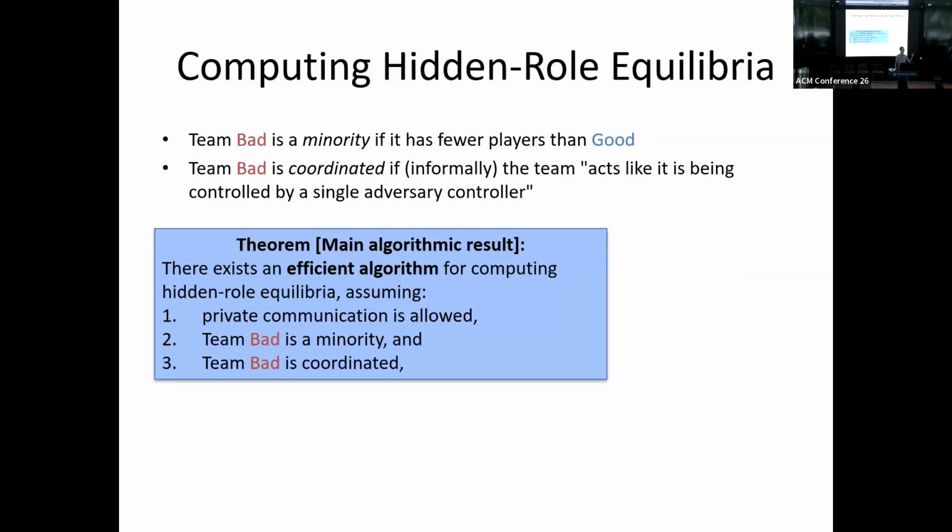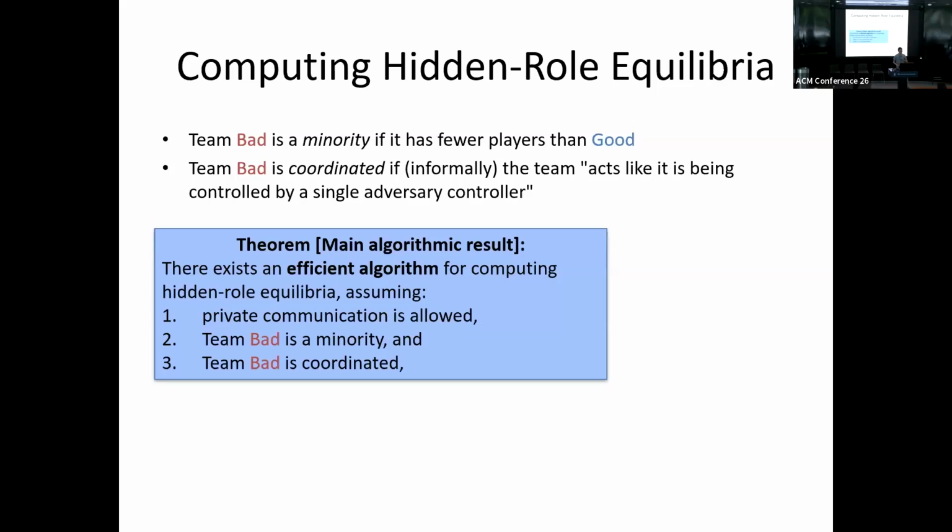And the bad team is coordinated. This is a bit of a stronger assumption. I'm going to say the bad team is coordinated if, informally, the team acts as if it's being controlled by a central controller that is basically observing all the private information of all the bad players and controlling all of the actions. Whether this is a valid assumption depends on, for example, the size of the bad team. If the bad team has only 1 player, then this is obvious. If the bad team has multiple players, but they don't really have any meaningful private information to speak of, then this is still true, because if the bad team has the same information, then you could basically coordinate anyway.